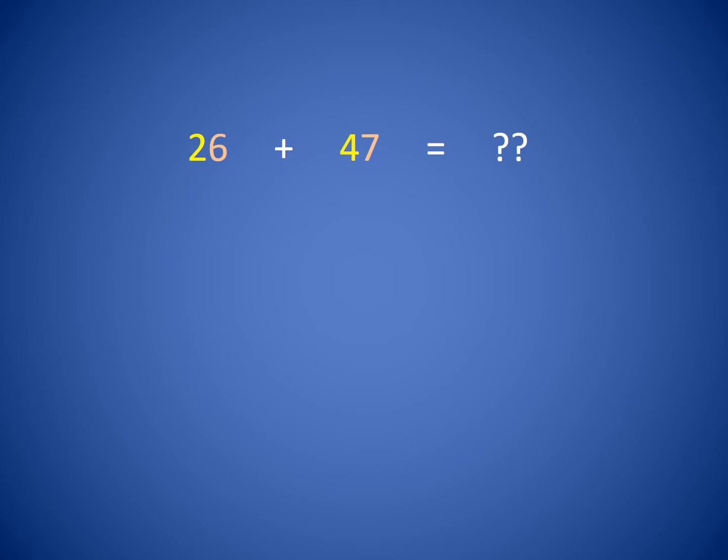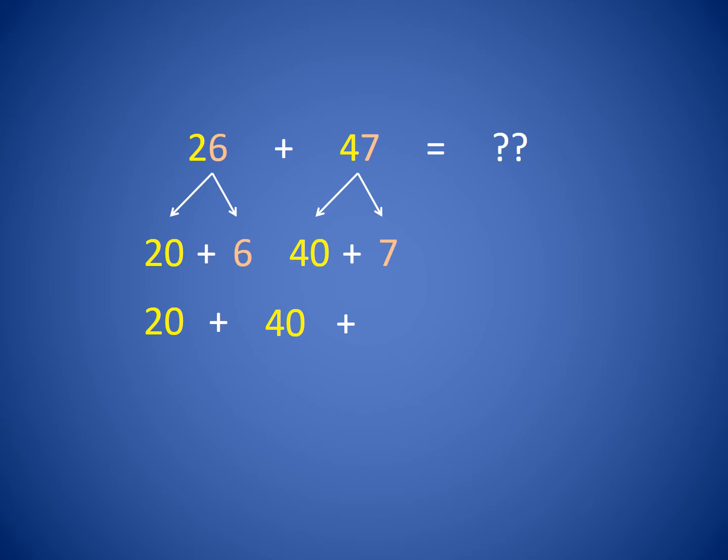Okay, the problems we've done so far are pretty easy. There's no carrying required. Pretty straightforward. Let's try one here where we have to carry a little bit. 26 and 47. 26 we know is 20 plus 6. 47, 40 plus 7. Same process. We'll add the 20 and 40 together to get 60. And this is just a little more difficult than the other problems.